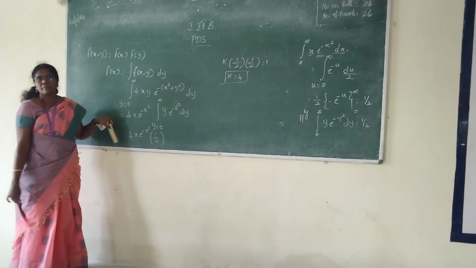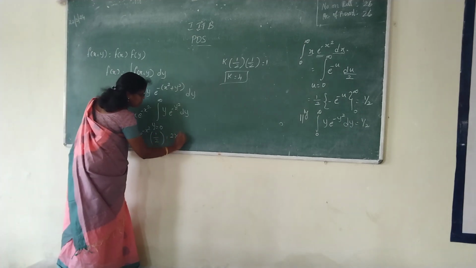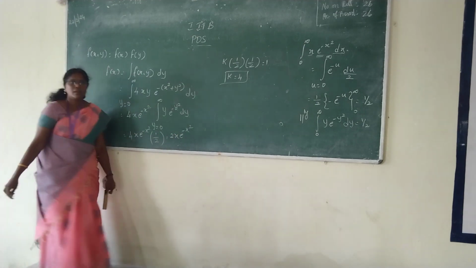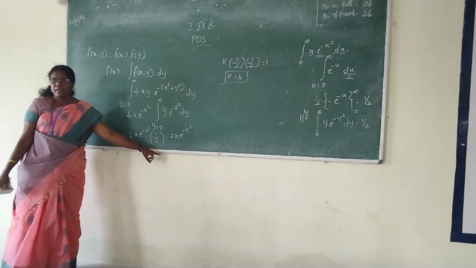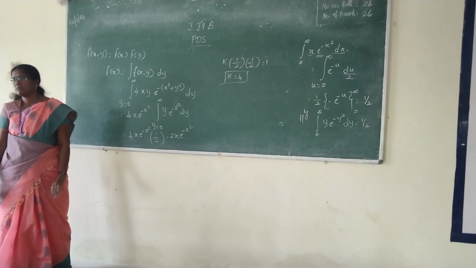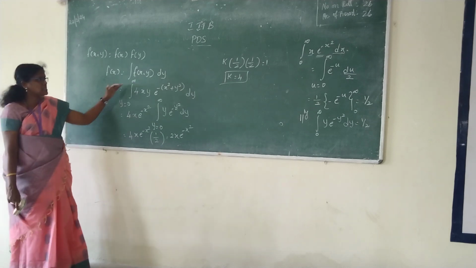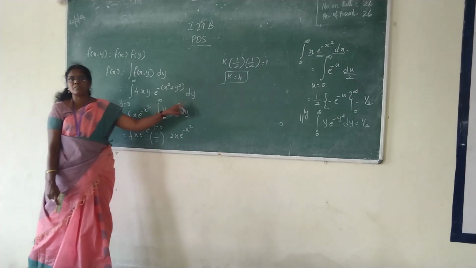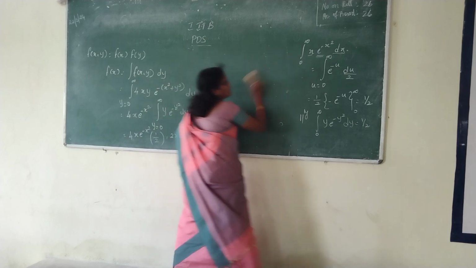Okay, what happened? 2x e power minus x square. That is 4 by 2. Can you judge what will be your f(y) now? 2y e power minus y square. Because in the same way we are going to integrate with respect to the x variable. So write f(y).